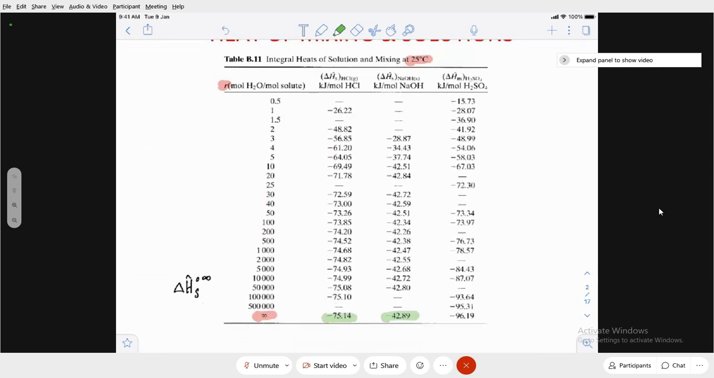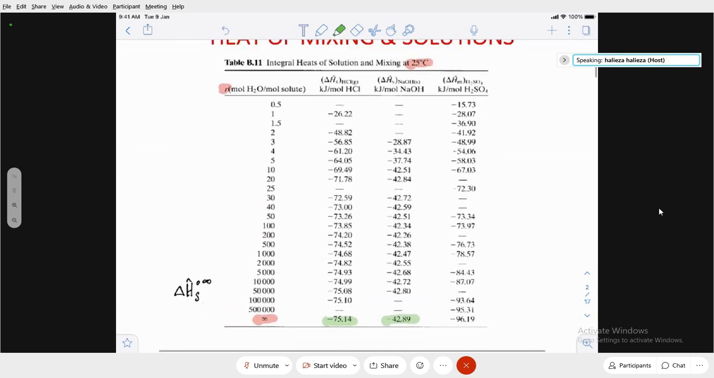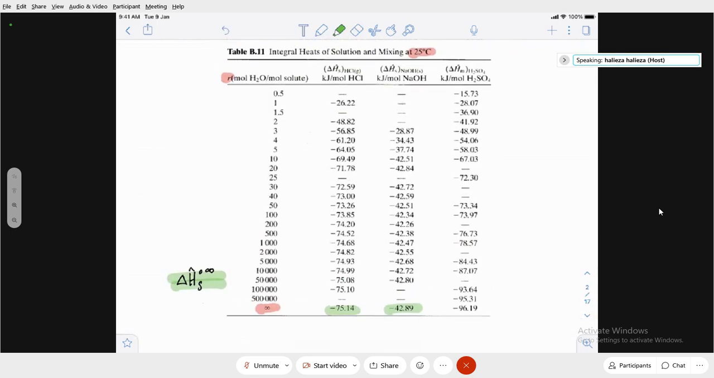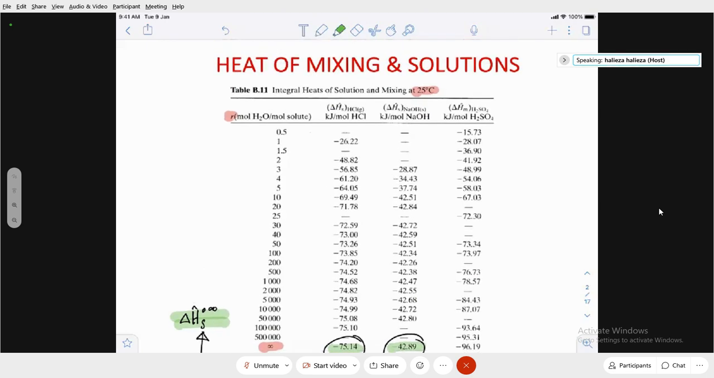Sorry guys, I made a mistake here. This is your heat of solution, not the heat of formation. This is delta H of solution, not delta heat of formation. Let me make it very, very clear. The value that I set over here is actually this value, heat of solution. It's like it mentioned here, solution and mixing. That is not the heat of formation.